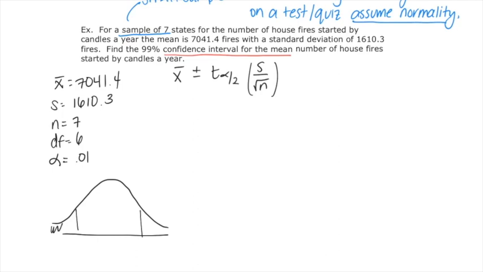If alpha equals 0.01, that's the area in both tails. So that means the area in each tail is 0.01 divided by 2, or 0.005. Using this left region, the area to the left being 0.005 and a degree of freedom of 6, we'll use the inverse t to find our critical value. Our critical value is equal to 3.707.